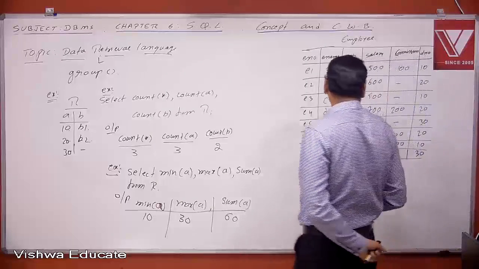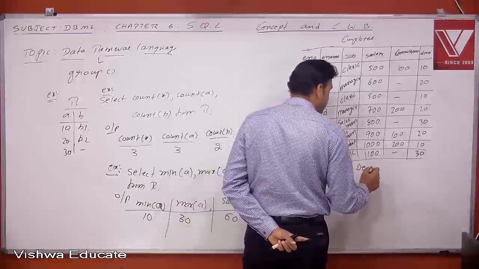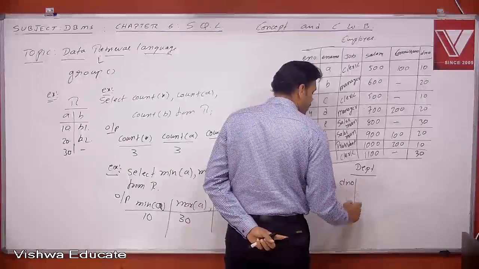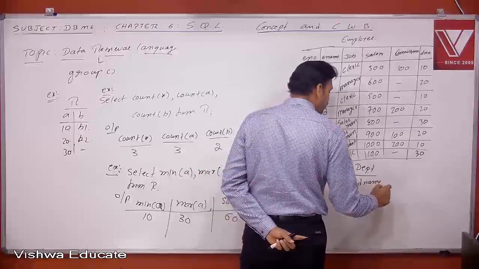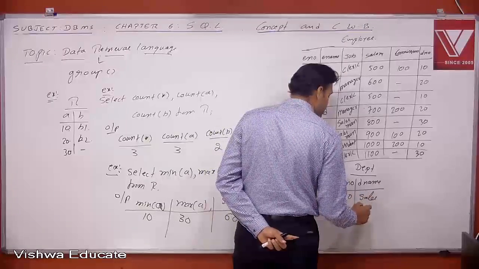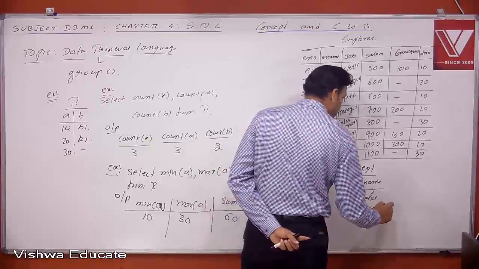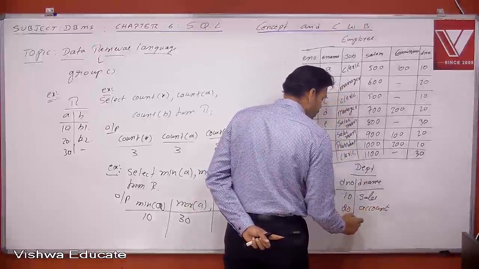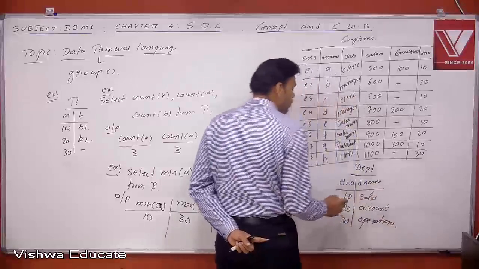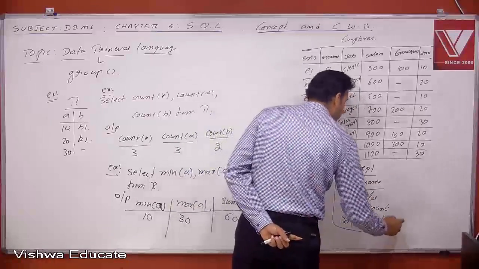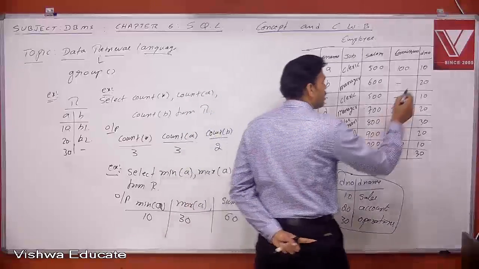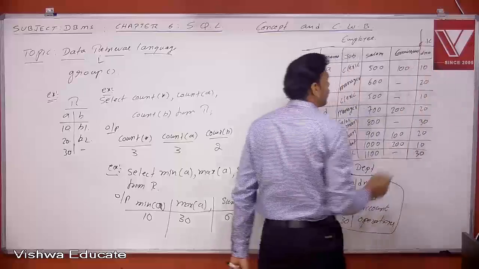and 10. And I am also using a department table which consists of department number and department name. So 10, 20 and 30: this is sales, this is accounts, and 30 is operations. So this is a primary key and this is a foreign key.